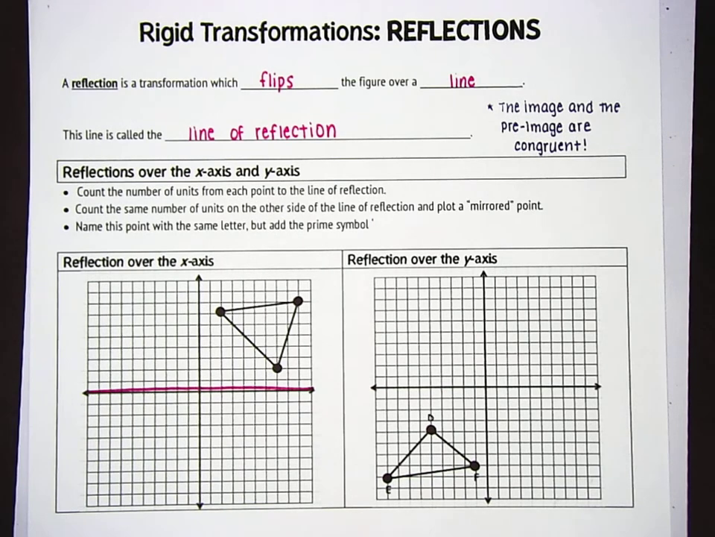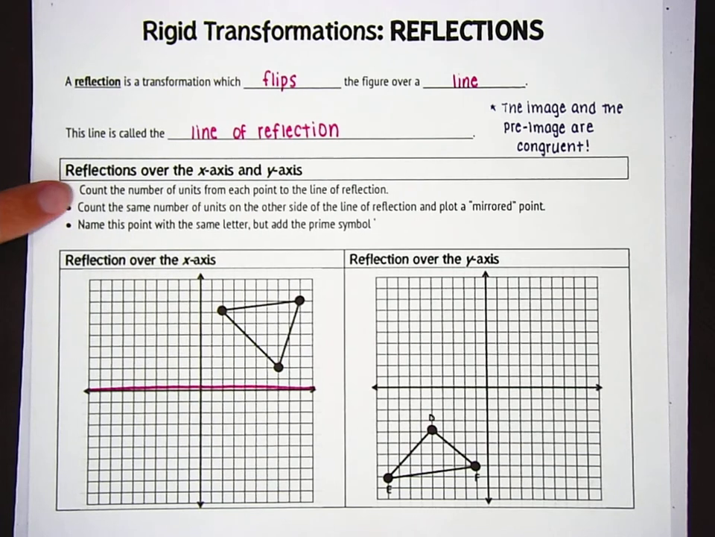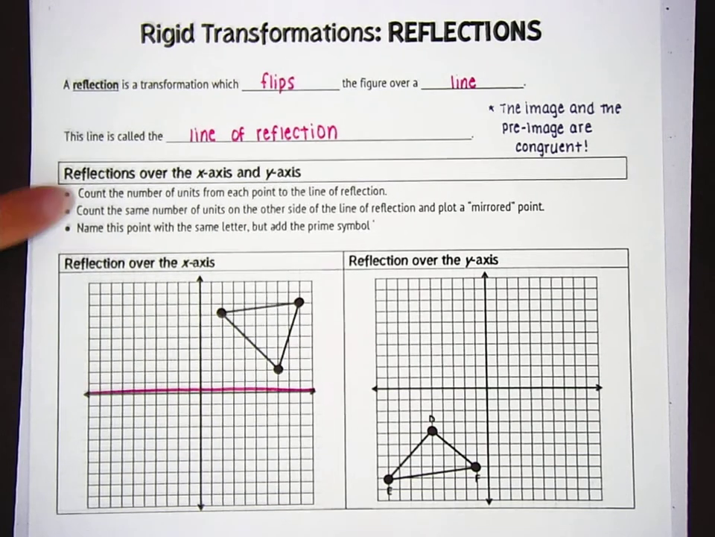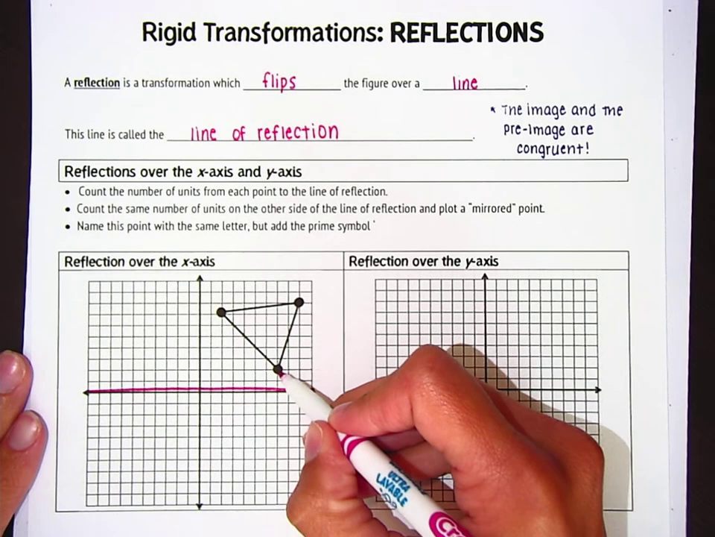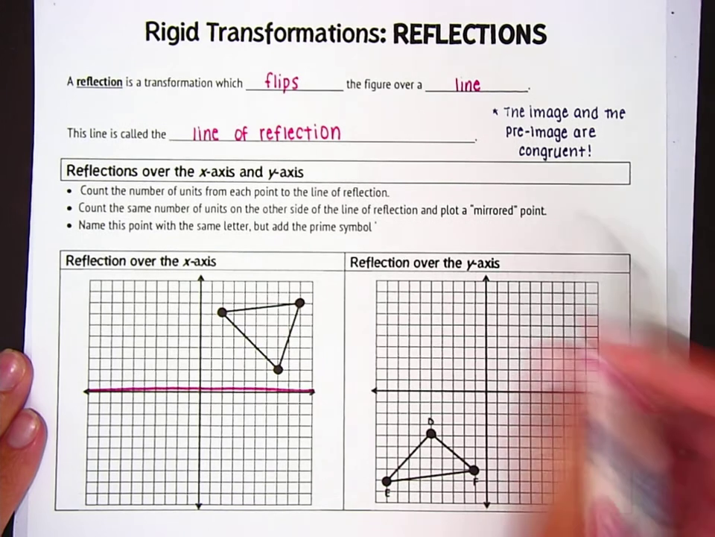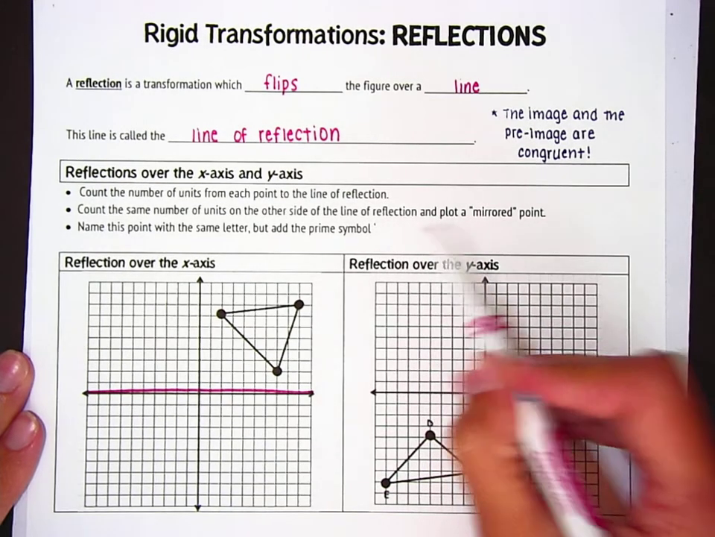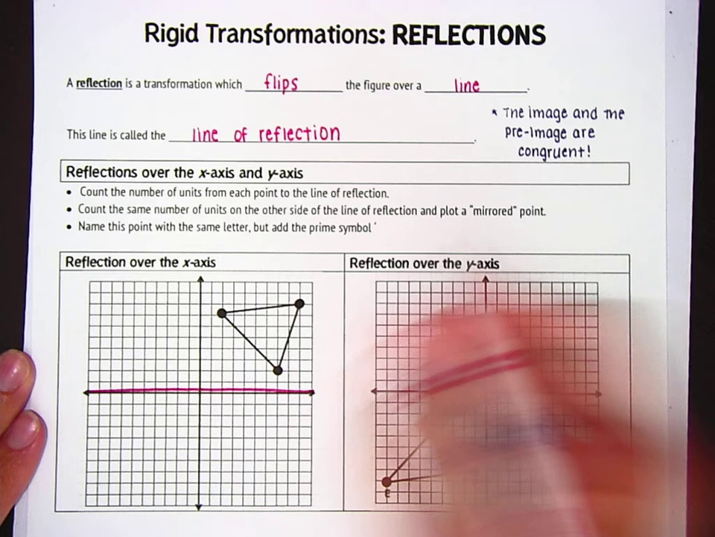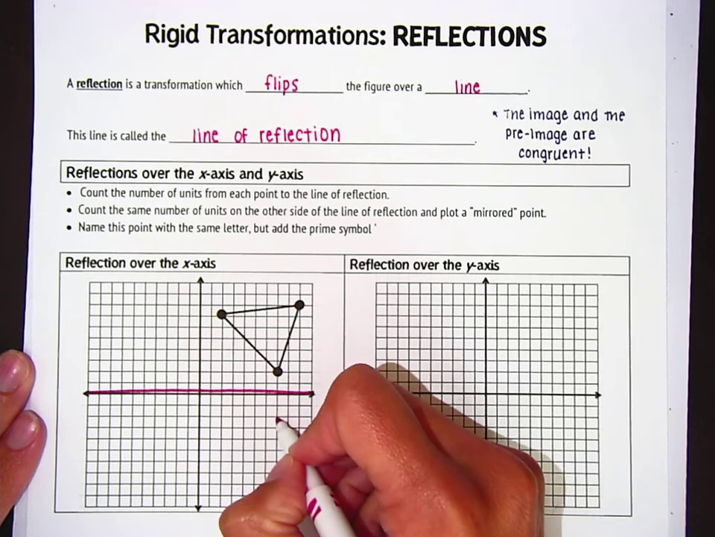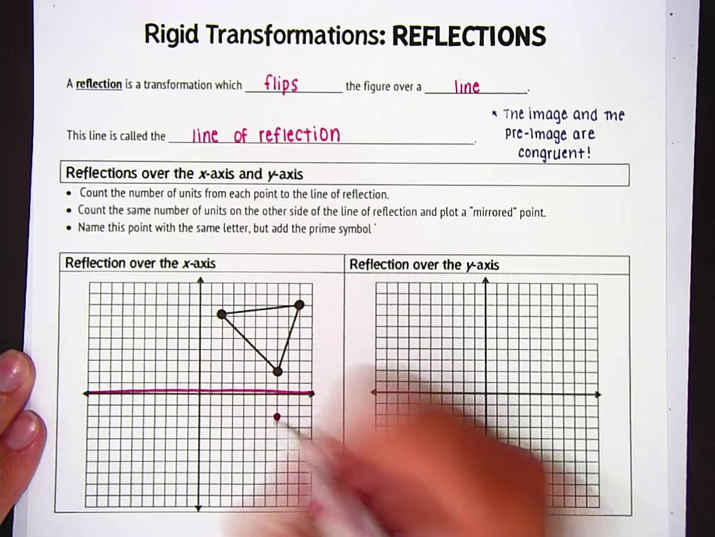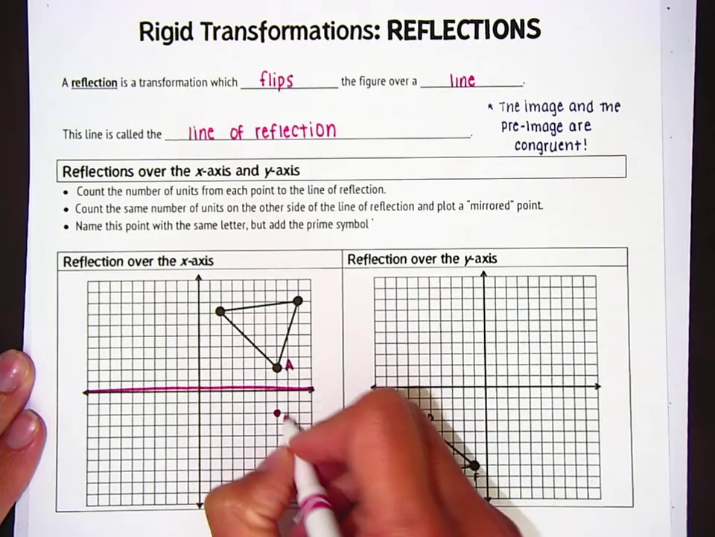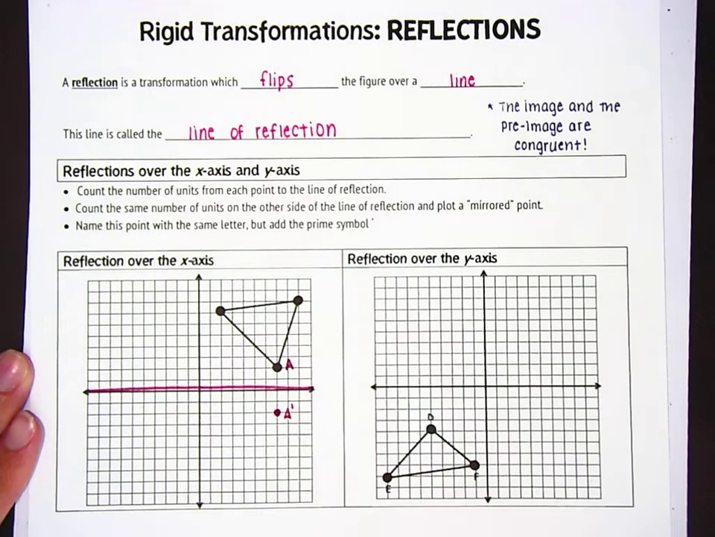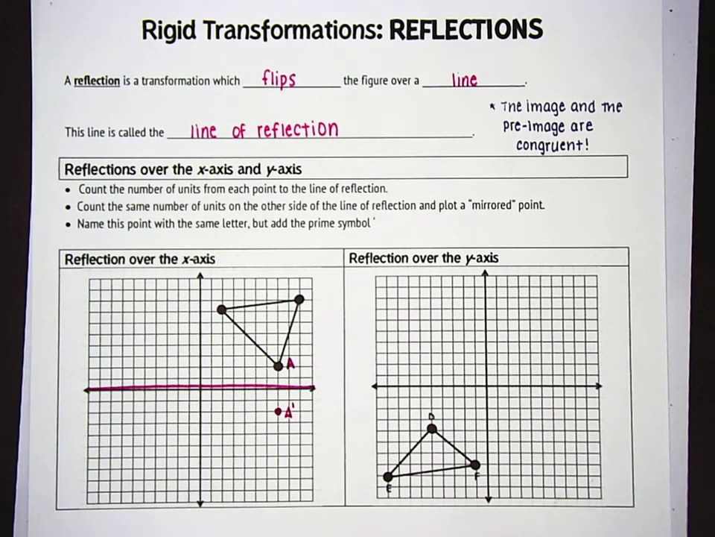That's my mirror. And now I'm going to start by counting the number of units from each point to the line of reflection. So I know that this first point here is 2 units away from our line of reflection. I'm going to count the same number of units on the other side of the line of reflection to plot my mirrored point. So we're going to be 2 units away from our line of reflection. So if this was point A, this point is going to be A prime. I'm going to repeat this step for the following points.